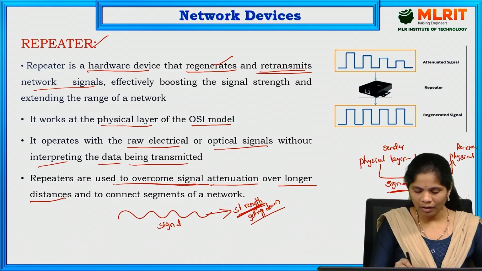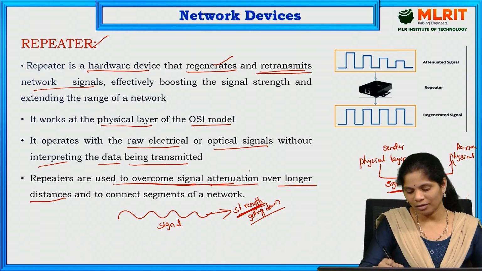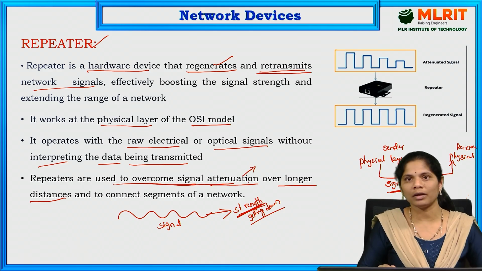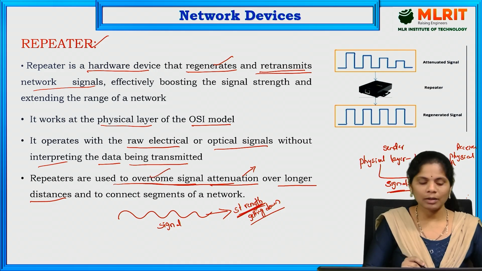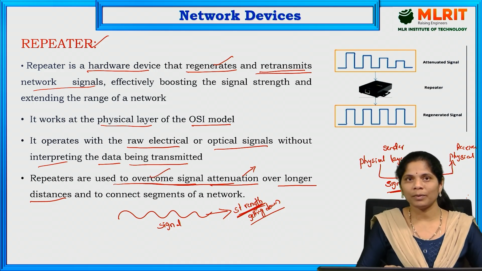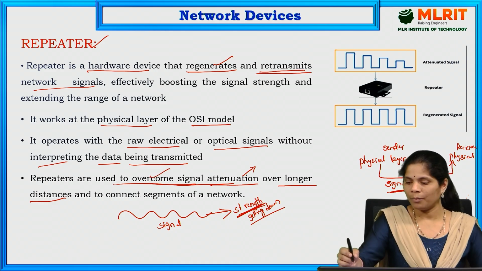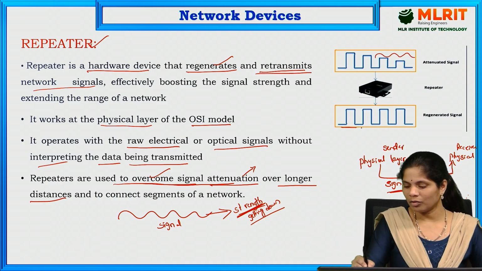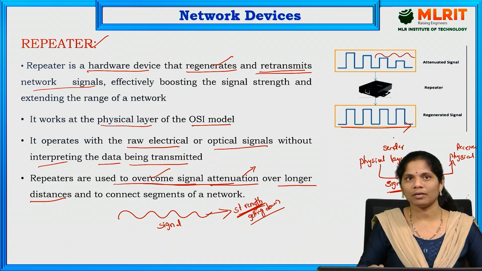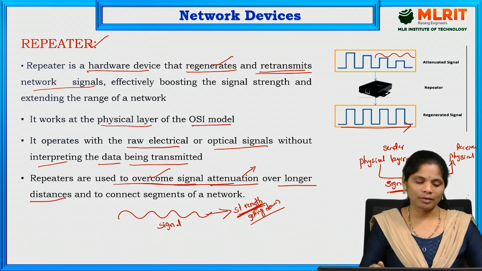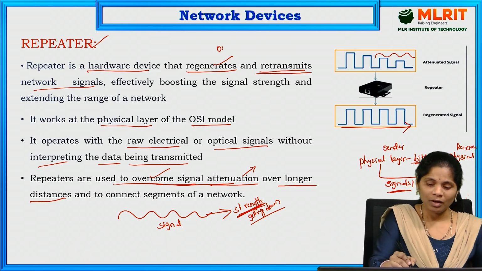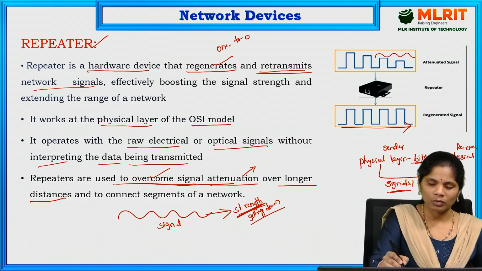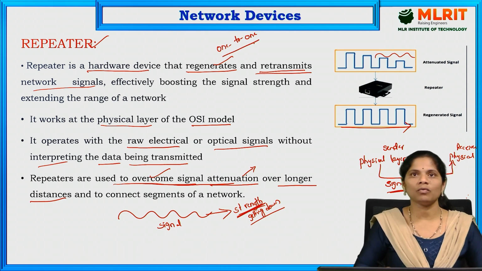It is used to overcome signal attenuation. Attenuation is nothing but the signal strength getting down. To overcome that particular problem, we use a repeater for regenerating those signals. Means when the signal is getting down, to regenerate it, we use the repeater. That is the main aim of the repeater. At the same time, it is connected from 1 port to 1 port.